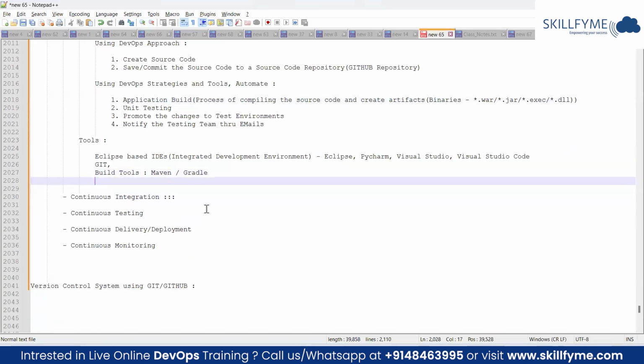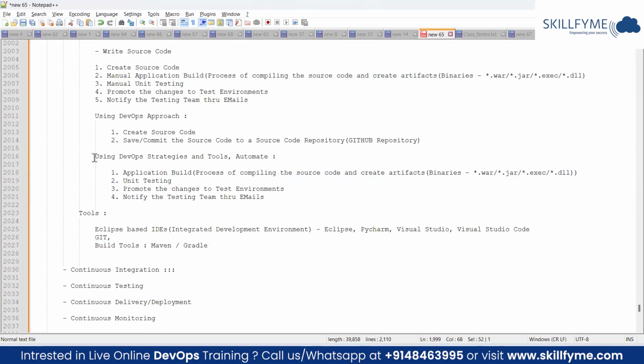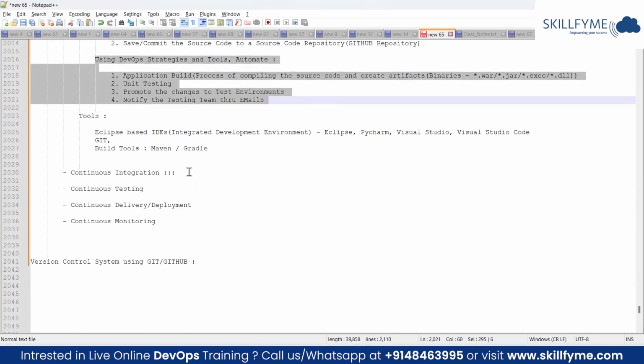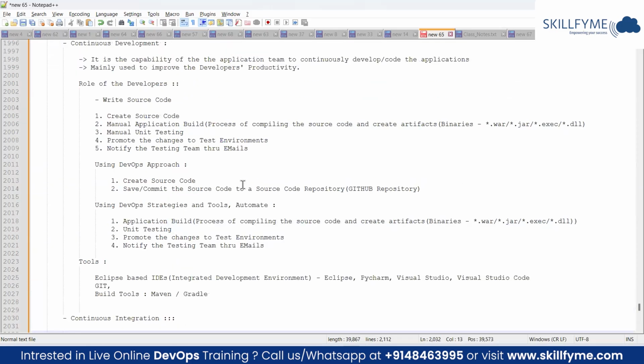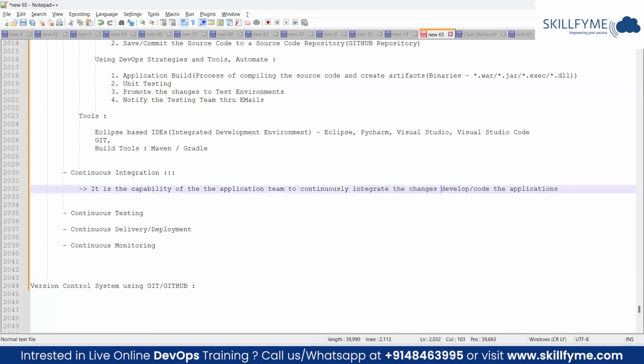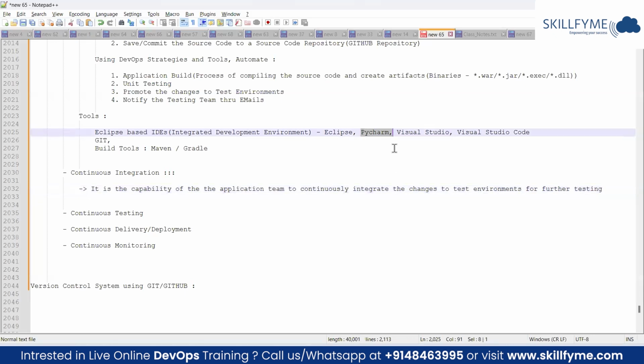Continuous development helps the developers to improve their productivity. And using DevOps, we are going to automate all these processes. How is it achieved? That is done through continuous integration. Continuous integration is the capability of the development team to continuously develop and integrate the changes to the test environment for testing. When I say PyCharm, it is meant for Python development.